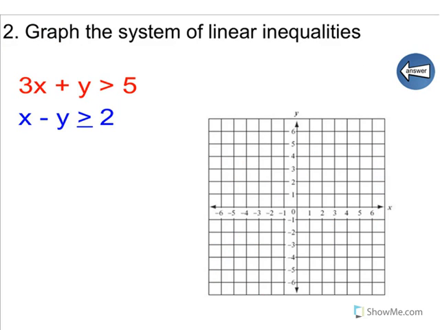So both of these are in standard form, so I'm going to need to change them. To change the first one, I just subtract 3x on both sides to get y by itself. So pretty painless there. y is greater than negative 3x plus 5. So if I start graphing this one, I'm going to start it at 5. This has a slope of negative 3, so I go down 3, right 1. I can't go up 3. Because it's greater than and not greater than or equal to, it's going to be a dashed line.